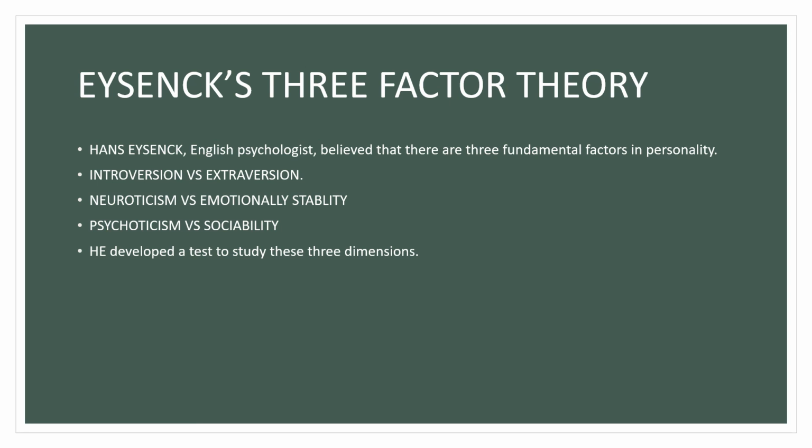The first two dimensions are the dimensions of a normal personality, and the third one is the characteristic of a psychotic personality, or of psychotic persons. So that's all about trait approaches.